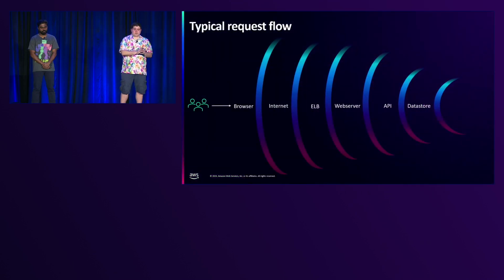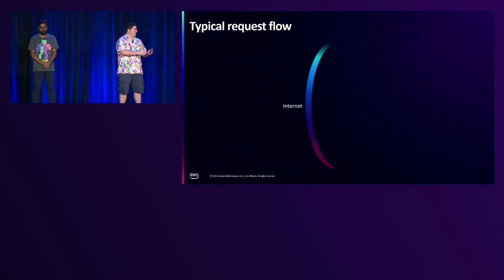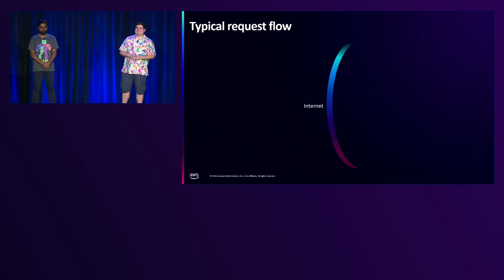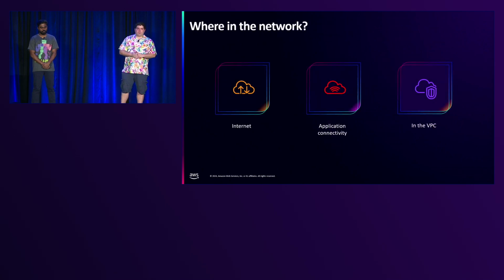Now, if we want to take a look at that next layer, we took a look at our browser, and now we want to think of what we have classified here as internet: what happens between the browser and our first endpoint. We also want to think about where in the network. So we are looking at the internet, but at various places in the network of things that can cause performance problems. We have overall internet, application connectivity, and then a generalized bunch of stuff like, okay, within your VPC.